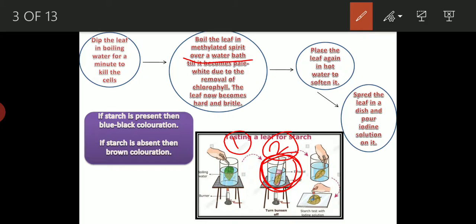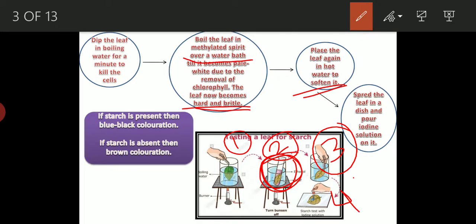And what will happen in this step? After keeping the test tube in the water bath, the chlorophyll which is present in the leaf will be totally removed. And due to the removal of the chlorophyll, now the leaf will become hard and brittle. That means it will be broken easily. Then next we have to place that leaf again in the hot water just to soften the leaf.